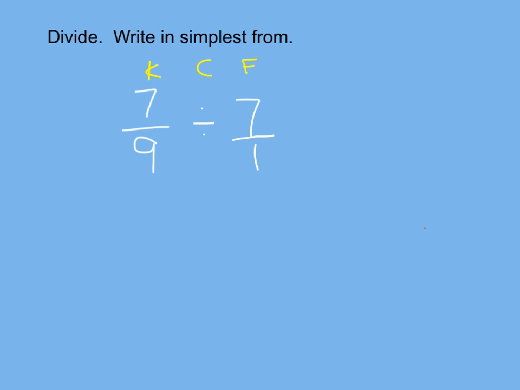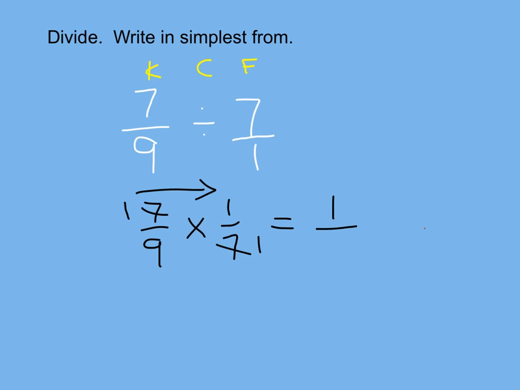I write those letters up there, and so now I rewrite the problem. I keep the 7/9, I change the division to multiplying, and I flip or do the inverse of 7, which is 1/7. Okay, step one, when I multiply, I'm going to simplify first. 7 goes into both of those one time, and now it's an easy problem to solve. I multiply across. 1 times 1 is 1, and 9 times 1 is 9.